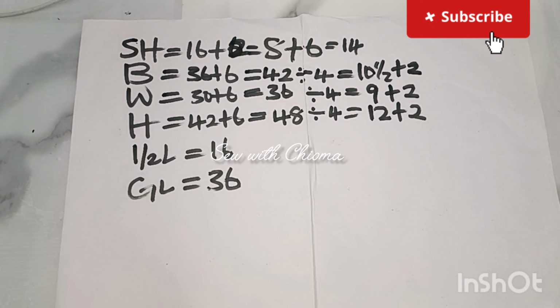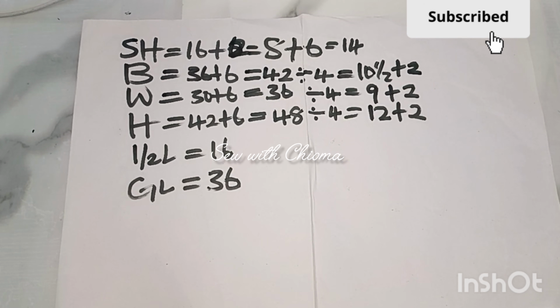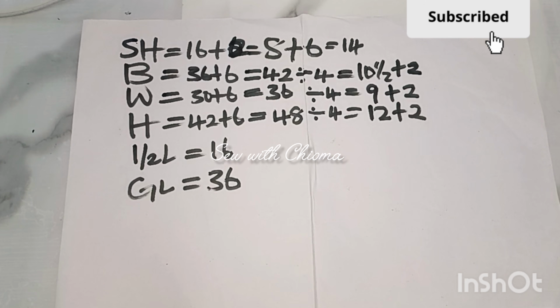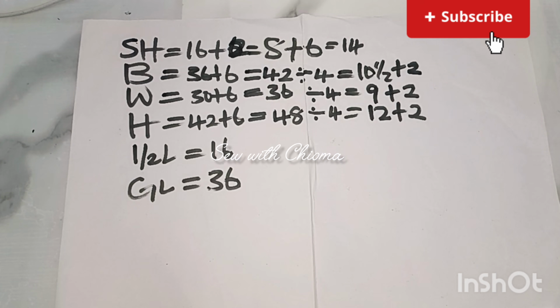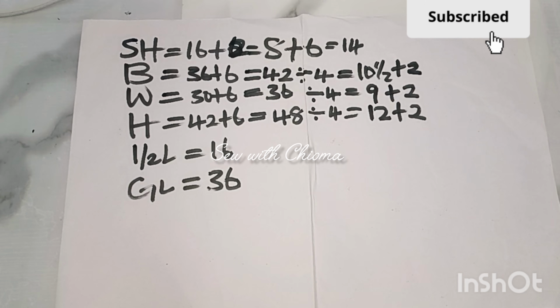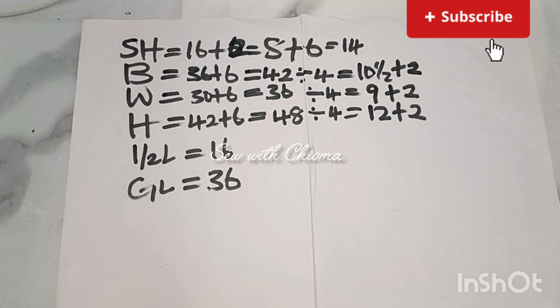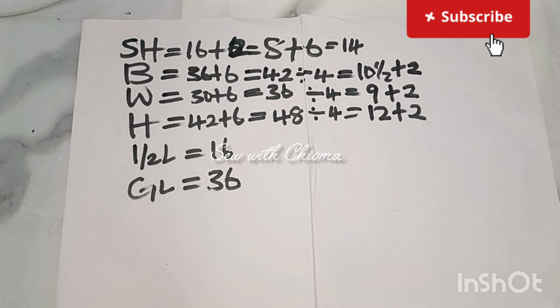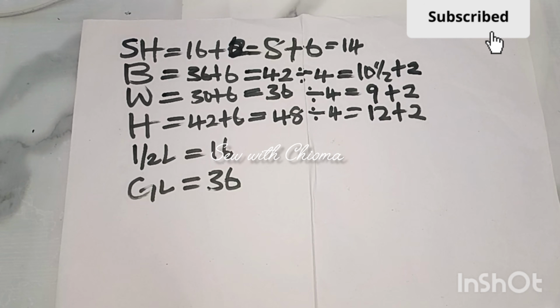Now on the shoulder I divided it by 2 and it gave me 8. On that 8 I added 6 inches. What is that 6 inches on the shoulder for? The 6 inches added on the shoulder is for the sleeve length. It is a kimono and it is cut together. The shoulder and sleeve are cut together, so what I did was just add my sleeve length to my shoulder, and it gave me 14.